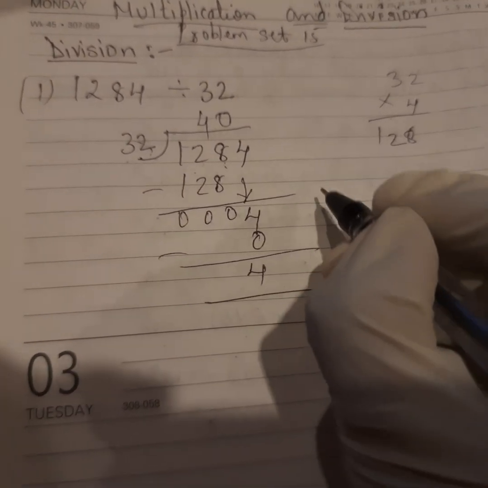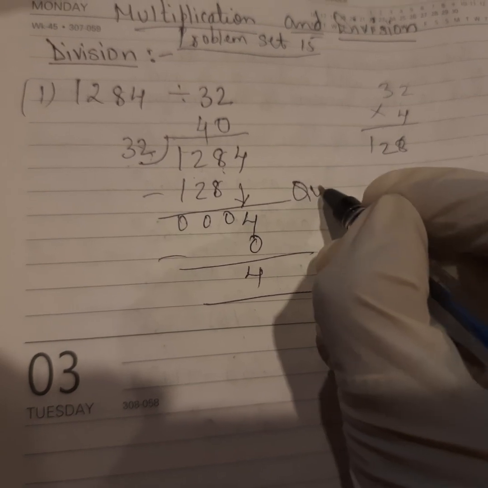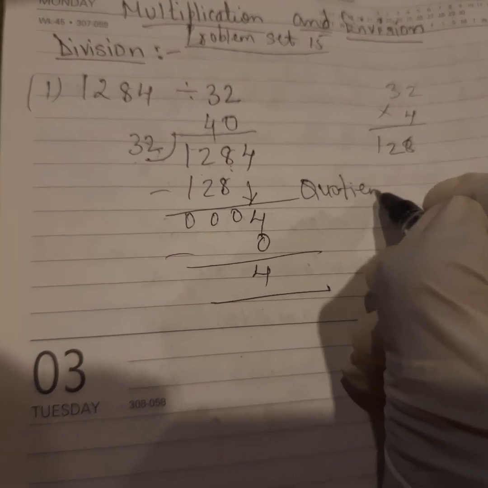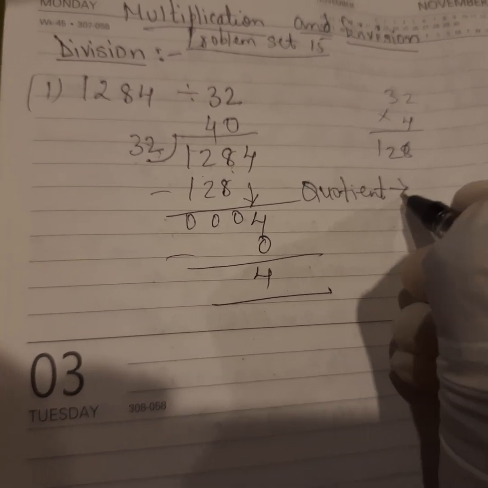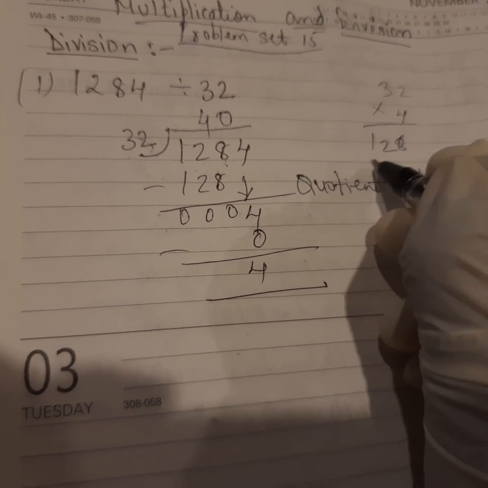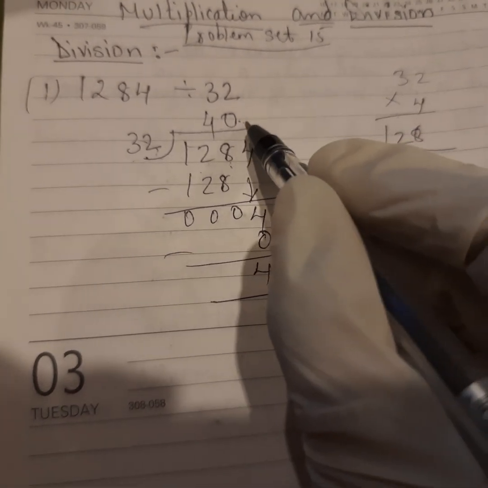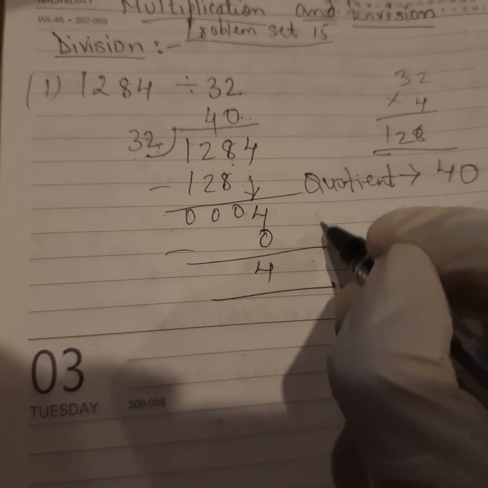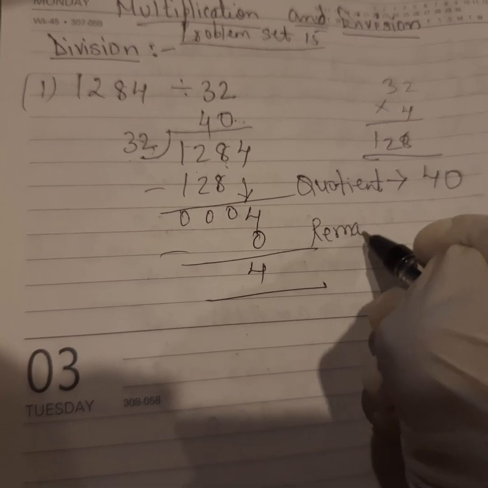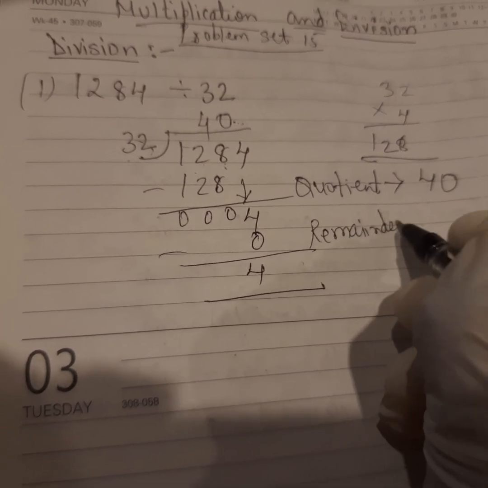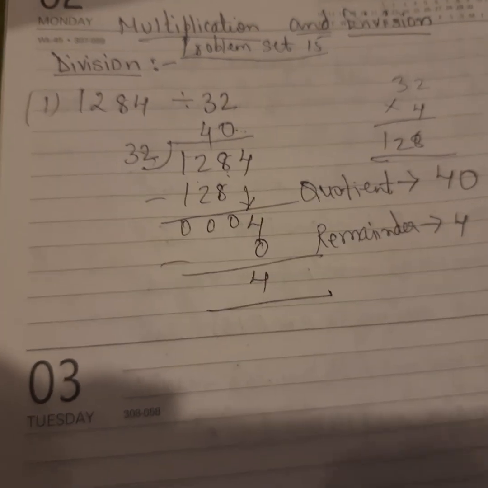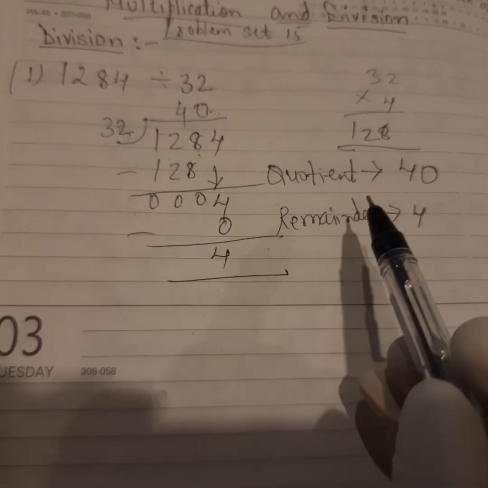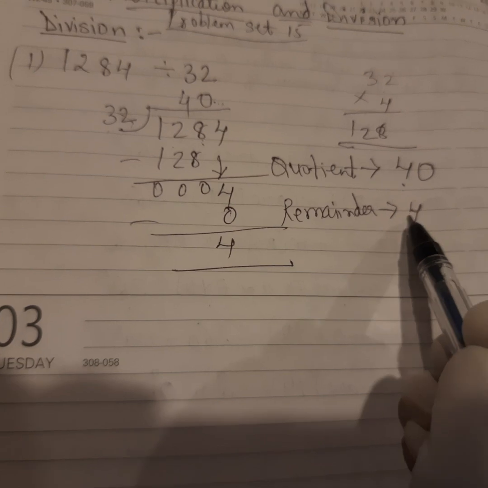So what is our quotient? Our quotient is 40. Quotient means this answer. Quotient is 40 and remainder is 4. So quotient is 40 and remainder is 4.